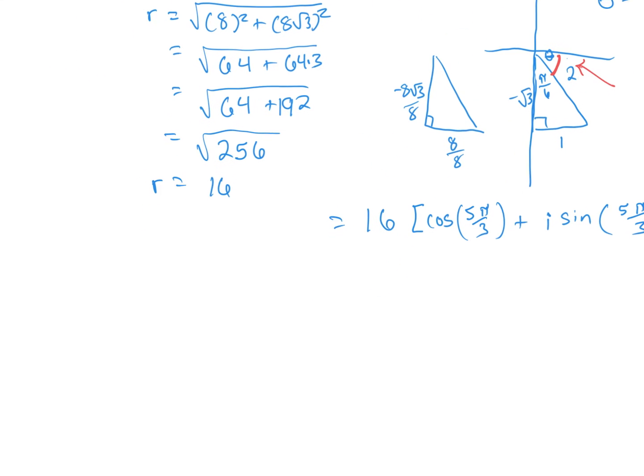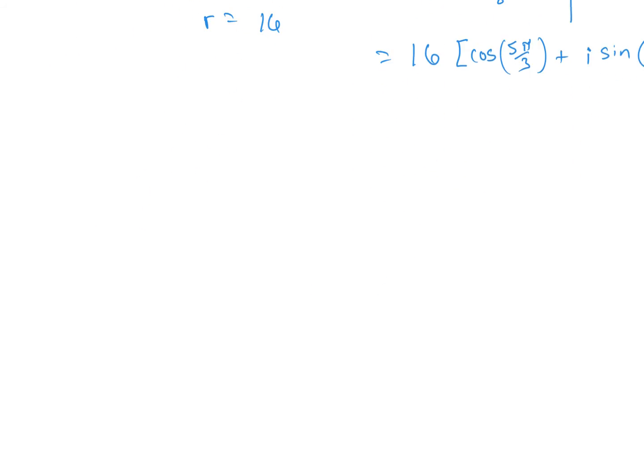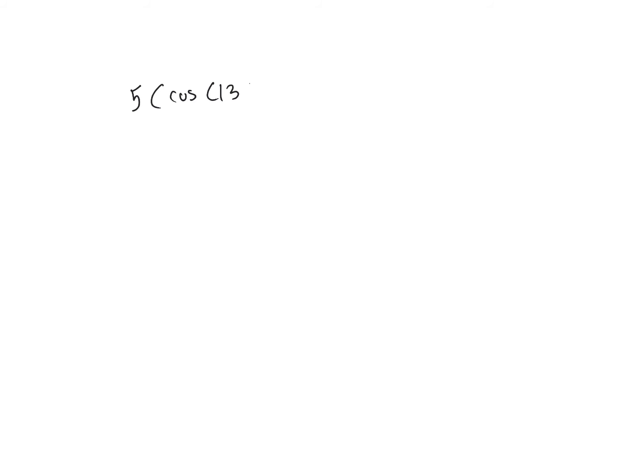Let's try a different concept now. Let's say we are given the form that has the angles in it, and we need to write the standard form. So let's say we are given 5 cosine of 135 degrees plus i sine 135 degrees, and we want to find the standard form, and we want to plot it.